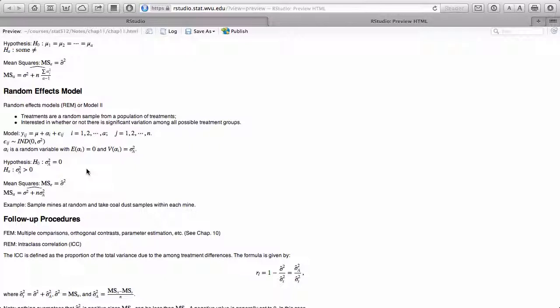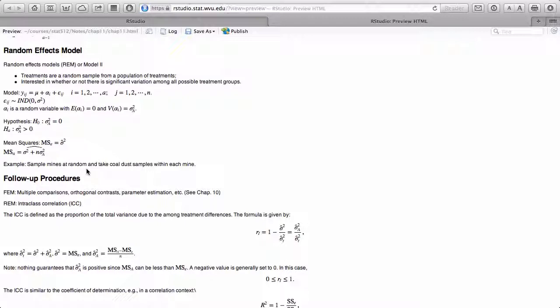And we can estimate sigma squared by the mean square error, as we mentioned before. And the mean square for A estimates sigma squared plus n times sigma squared sub A. And so if you wanted to solve for sigma squared sub A, or sigma hat squared sub A, you can get that by taking the difference in the mean squares and dividing by n. And I'll get to that in a second.